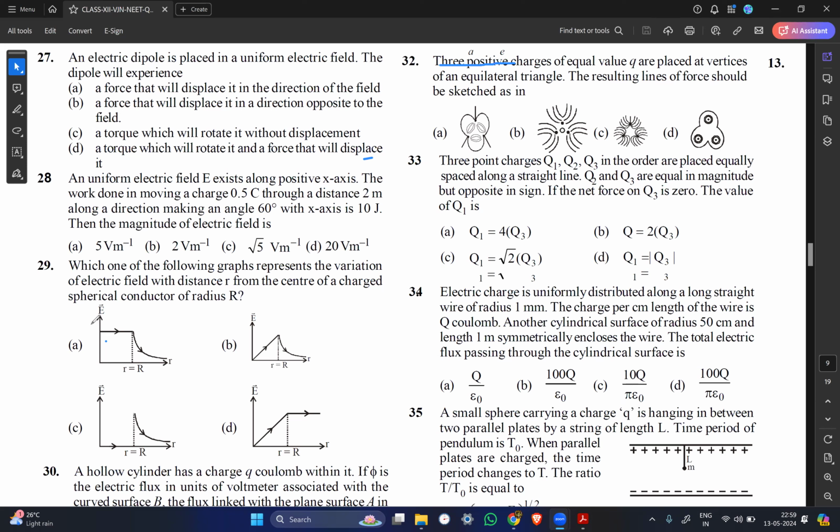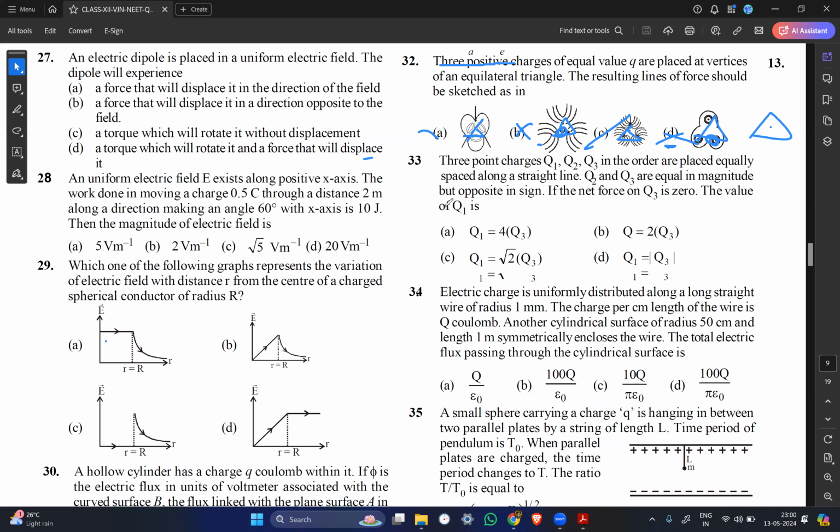Here if you see, inside it should be 0, right? Then here it is 0. Here if you see, some electric field is there. Here also there is a little bit of electric field inside, and here you see some electric field, which is not correct. So it is option C.